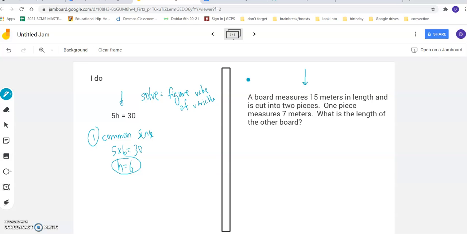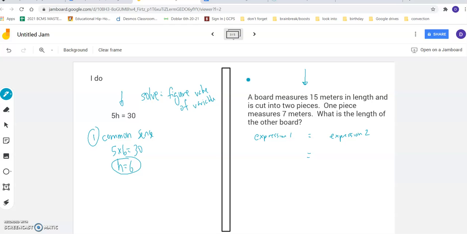So in the second one, we have to write the equation before we can solve it. Let me remind you how we did that last time. We said an equation is really two expressions that are equal to each other. So we're going to have expression 1 and expression 2 from the situation, and they're going to be equal to each other. So let's figure those out. A board measures 15 meters in length. It's cut into two pieces. One piece measures 7 meters. What's the length of the other board?